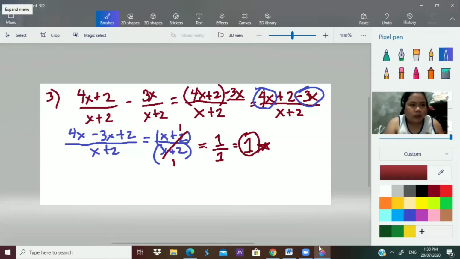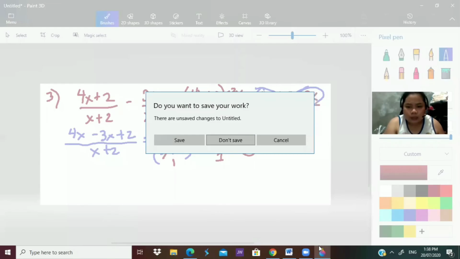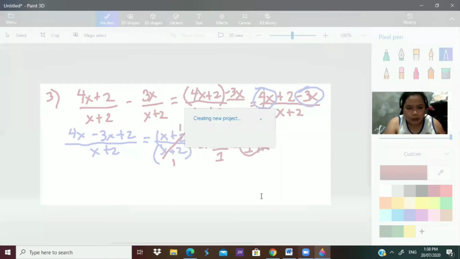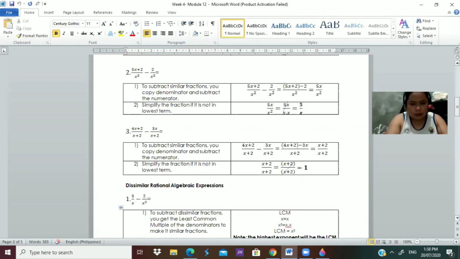So ganun lang po kadali mag-subtract ng similar rational expressions. Now, proceed tayo sa dissimilar.